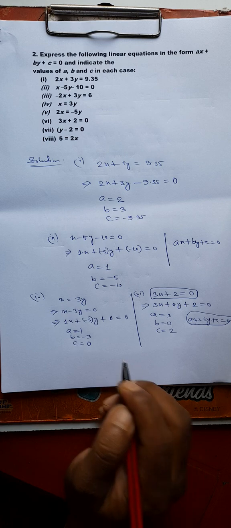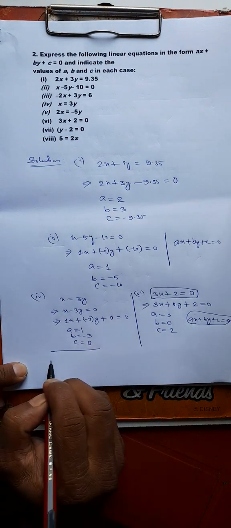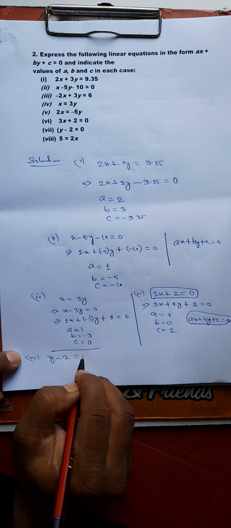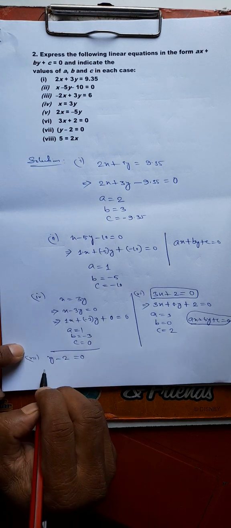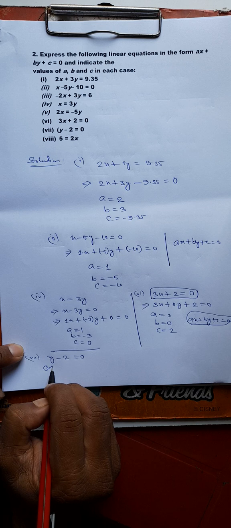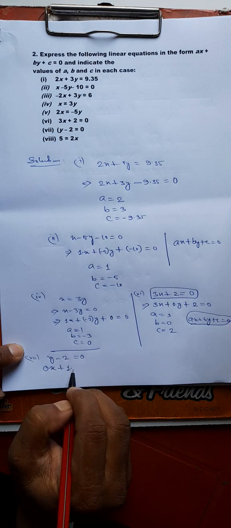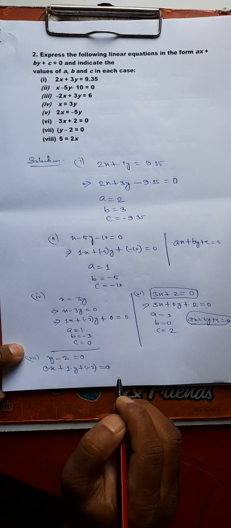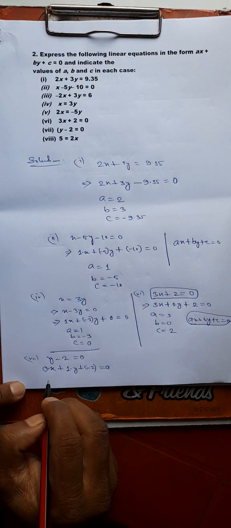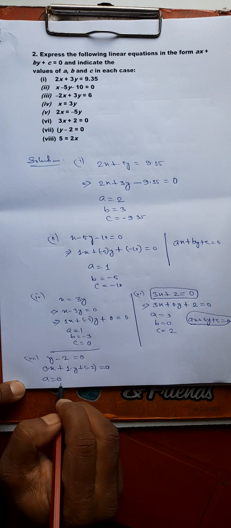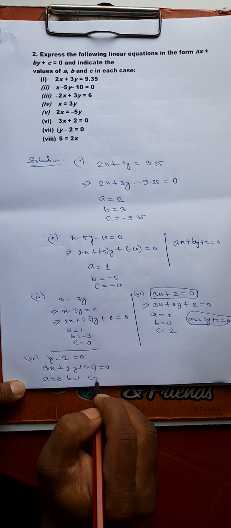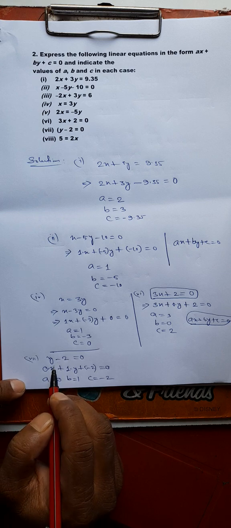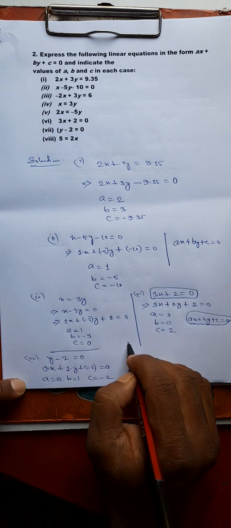Now let's do one more exercise. Say number 7, y minus 2 equal to 0. You can write it as 0 multiplied by x plus 1 multiplied by y plus minus 2 equal to 0. We are just writing it in ax plus by plus c equal to 0 style. A equal to 0, b equal to 1, c equal to minus 2. This is a linear equation in one variable, not a linear equation in two variables.